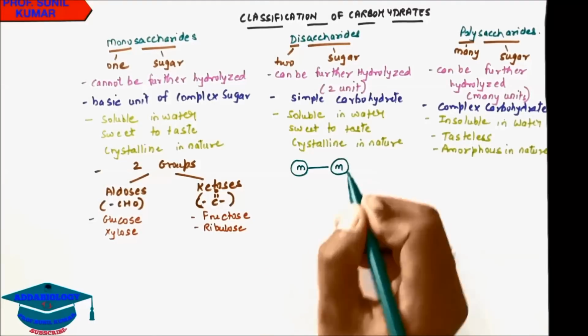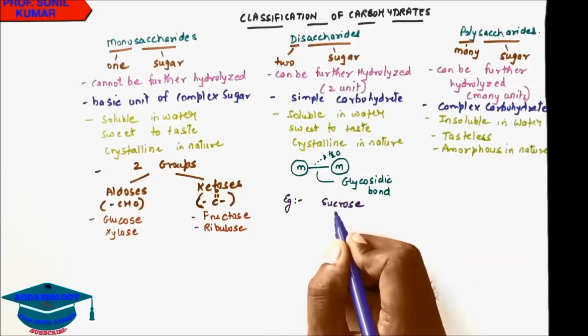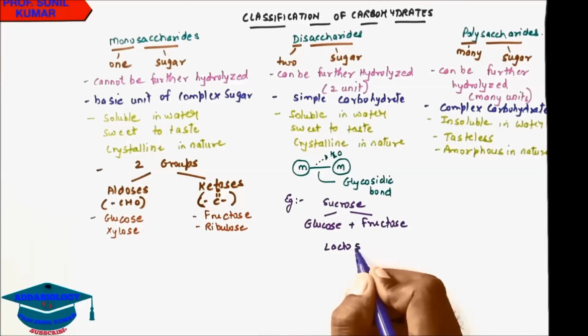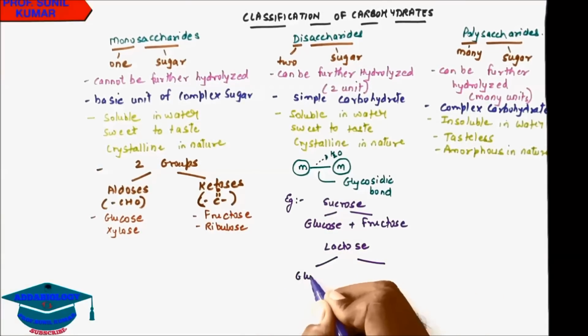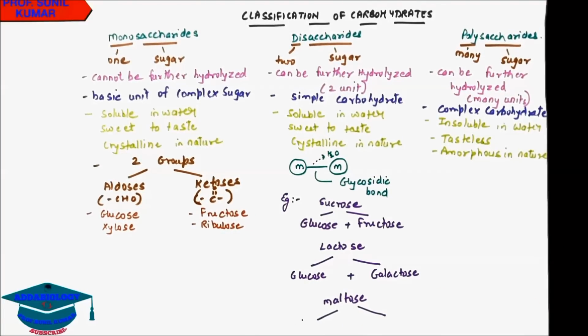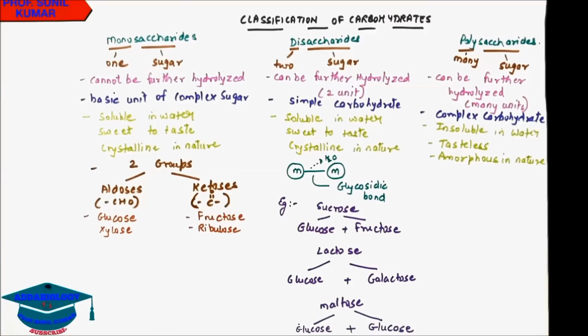In disaccharide, the two monosaccharides are joined to each other by a bond, the glycosidic bond. We saw the bond is formed by losing a water molecule. Example, sucrose: glucose plus fructose forms sucrose. Lactose: glucose plus galactose makes lactose. And we have maltose, which is formed by union of two molecules of glucose. So we say maltose is glucose plus glucose. So these are the three examples of disaccharides, 1, 2 and 3.